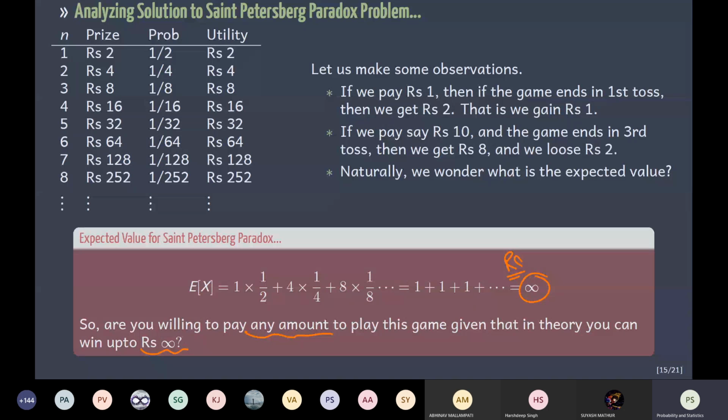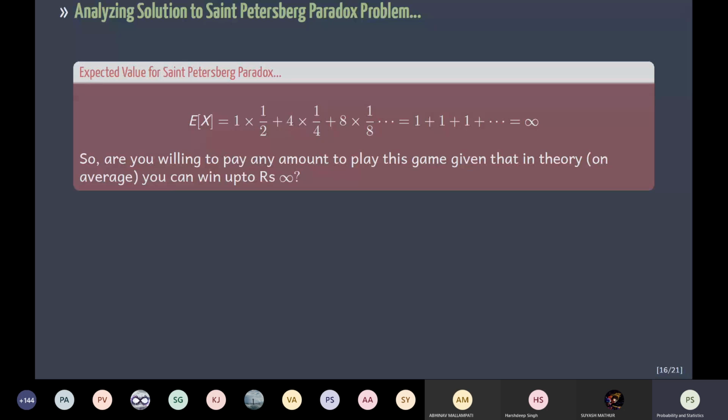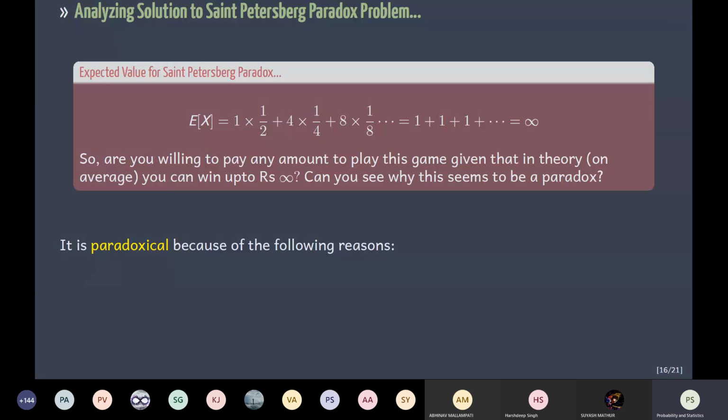So that's an interesting thing. The maths tells me that in theory I should be willing to pay any entry fee, right? So can you see why this seems to be a paradox? We get infinity, and it is paradoxical because of the following reasons.